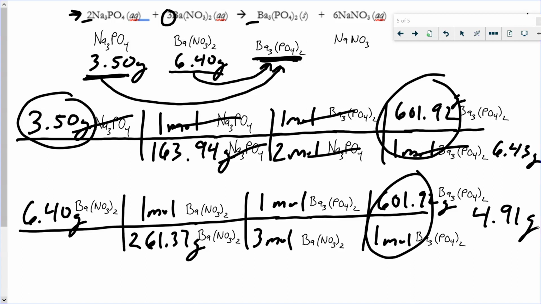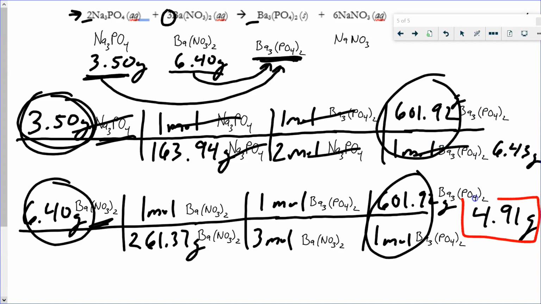Now, which one is the limiting reactant? Remember, there's no limiting product. We're asking about over here, between the 3.5 grams of sodium phosphate and 6.4 grams of barium nitrate, which one of these two is our limiting reactant? So again, which one made the least amount of product? My limiting reactant is the one that made the least amount, and so I know my limiting reactant is the barium nitrate here, which means that the sodium phosphate is my excess reactant.